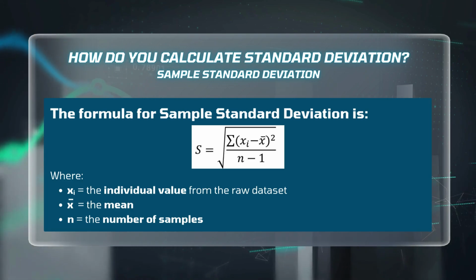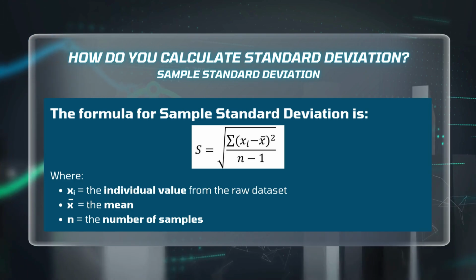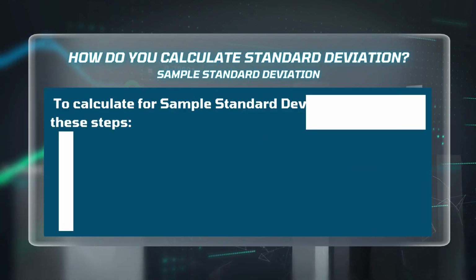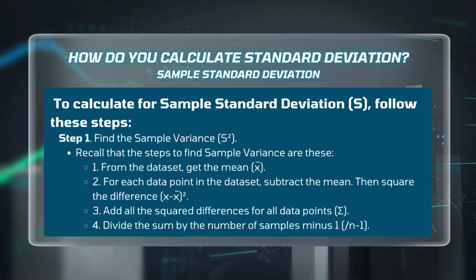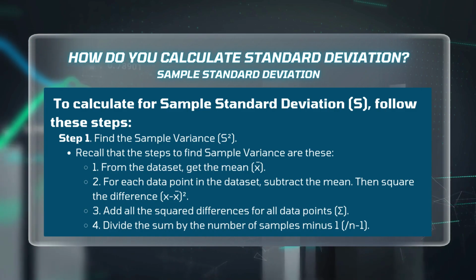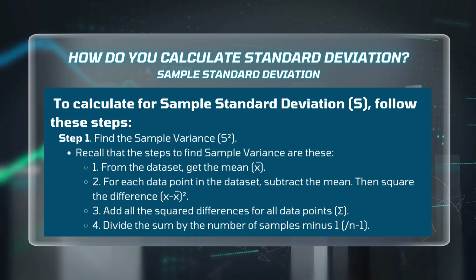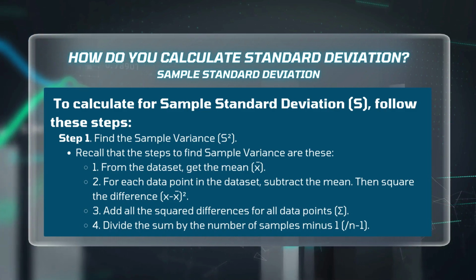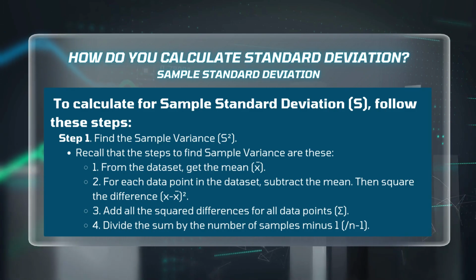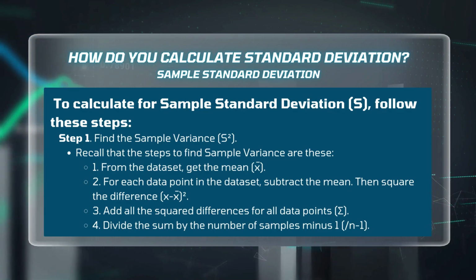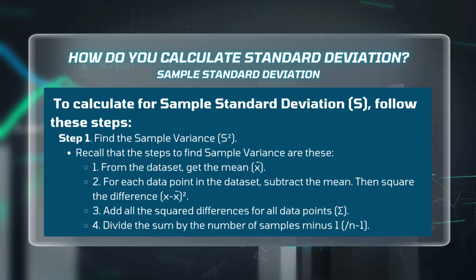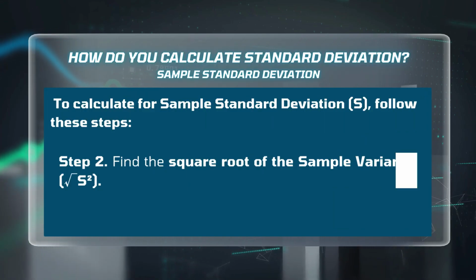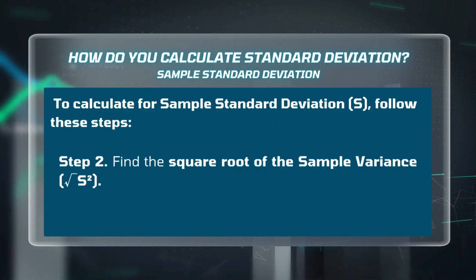Next is the formula for sample standard deviation. To calculate the sample standard deviation, follow these steps. Step 1. Find the sample variance. Recall that the steps to find sample variance are these. From the dataset, get the mean. For each data point in the dataset, subtract the mean. Then, square the difference. Add all the squared differences for all data points. Divide the sum by the number of samples minus 1. Step 2. Find the square root of the sample variance.